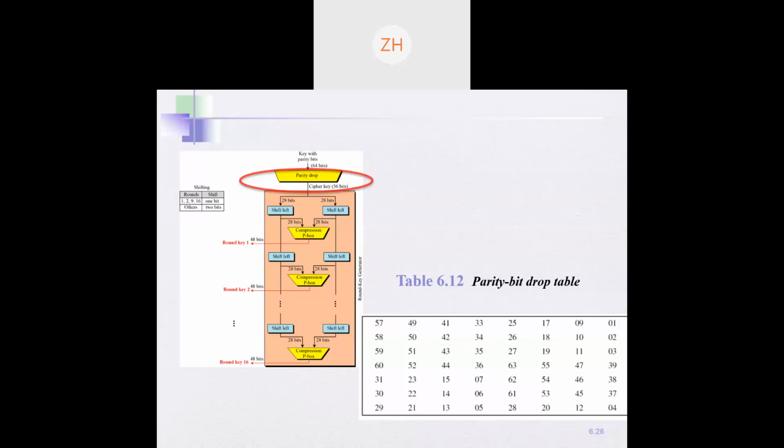Can anyone find bit 8 from this table? There is no bit 8. Okay, so they remove bit 8. Now continue. Bit 9, 10, 11. Bit 12 here, right? Yeah, it's here. Then 13, 14, 15. Can we find bit 16? No. So they drop bit 16.